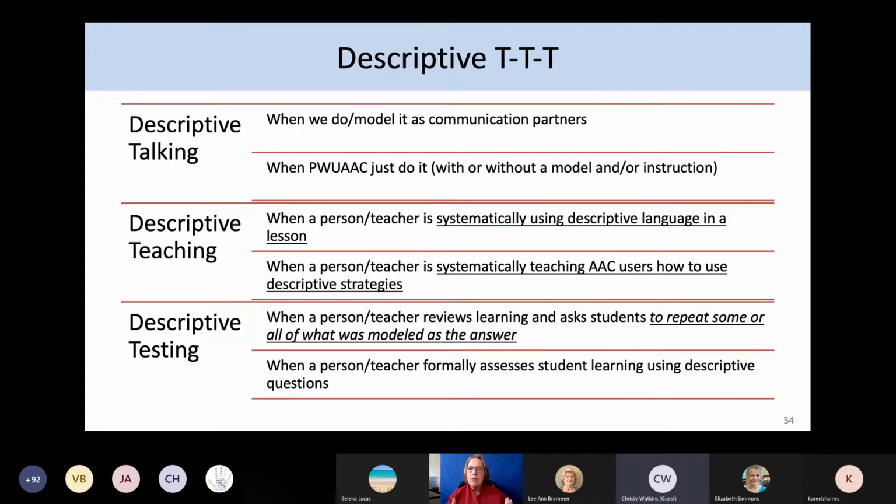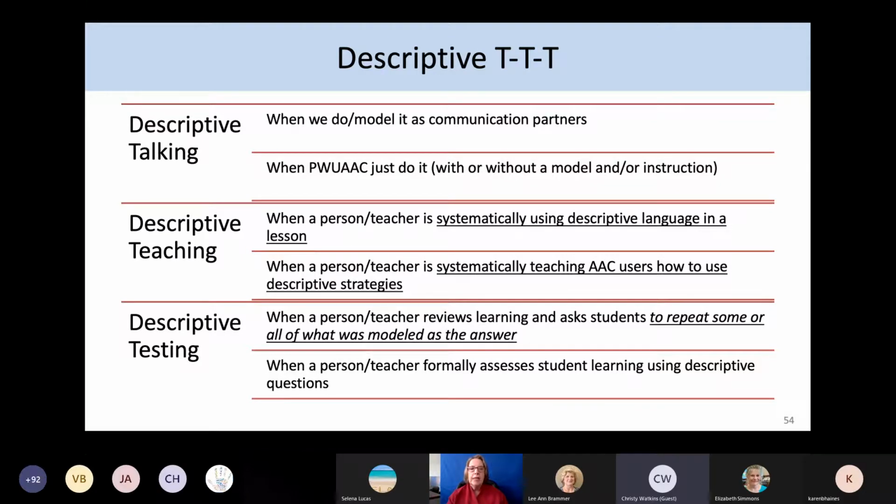So that's just descriptive talking. There's no expectations. There's no specific strategies we're implementing. We just do it. So if you're modeling descriptive talking with a kid on the device with no expectation that they repeat what you just did, you didn't say, okay, I just modeled 4 words of how to say TV, now you do it. No, you're just modeling it.